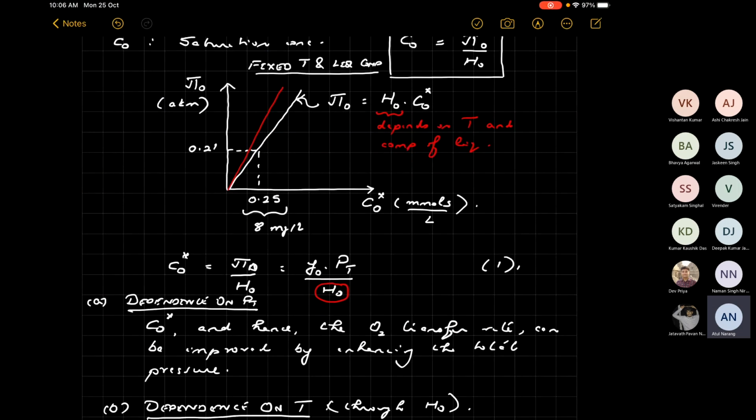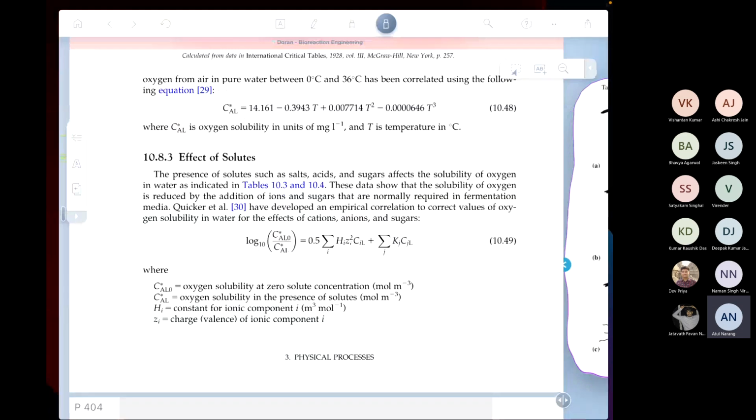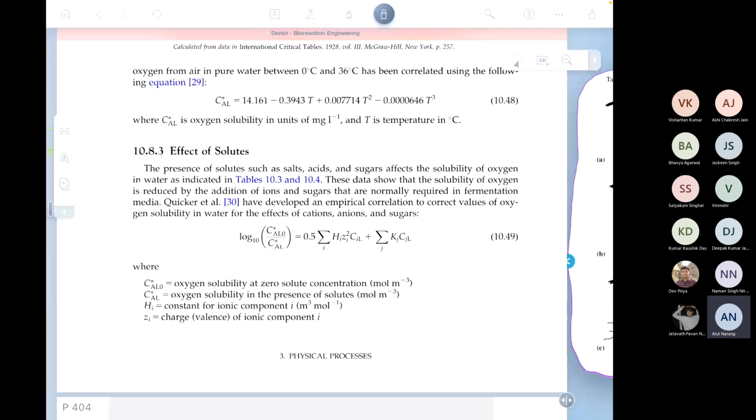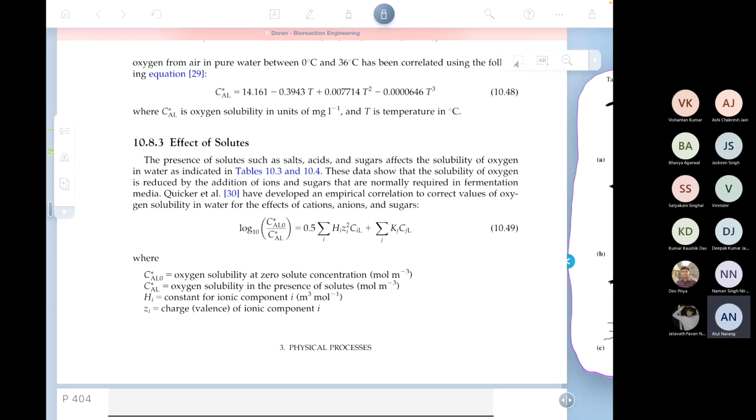If I have salts, it turns out that the solubility of oxygen is reduced by the addition of ions and sugars that are normally required in fermentation media. Somebody has estimated an empirical correlation right here. This is for the non-ionic parts of the medium, and this is for the ionic parts of the medium, and this is, I forget what this is.